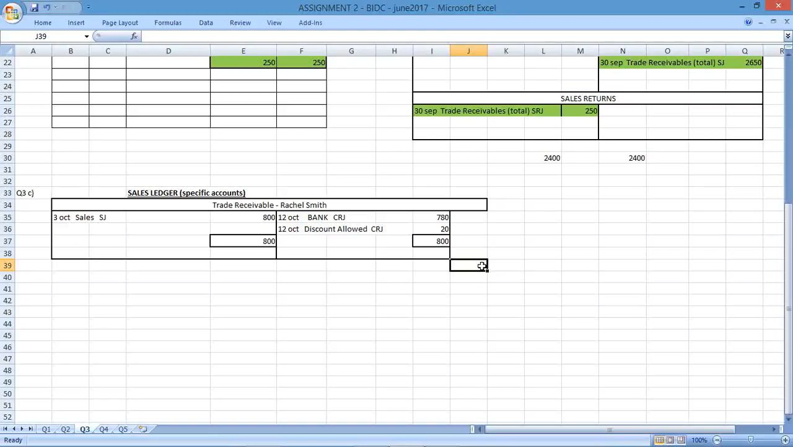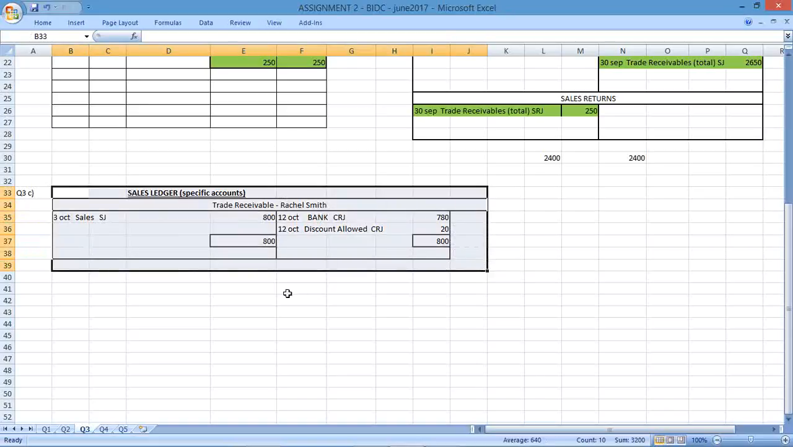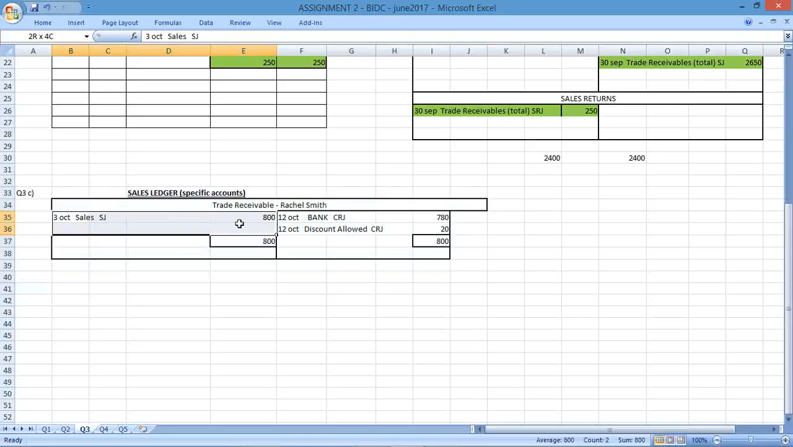They said Kieran sent an invoice to Rachel for goods sold to her on credit. Rachel paid for these goods by check on 12th of October. Enter these transactions in Rachel's account in Kieran's sales ledger. So this is Kieran's sales ledger. Kieran will be showing a debit of 800 as well as two credits, one for bank and one for the discount, that will ultimately reduce her account to 0. And that concludes question number 3.